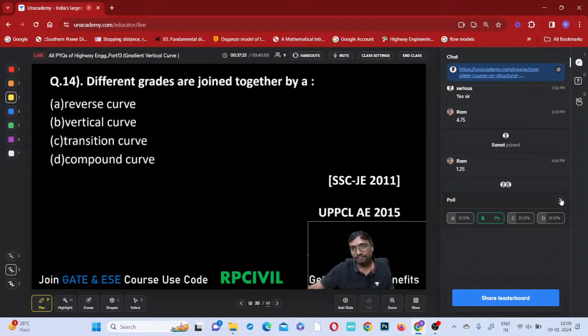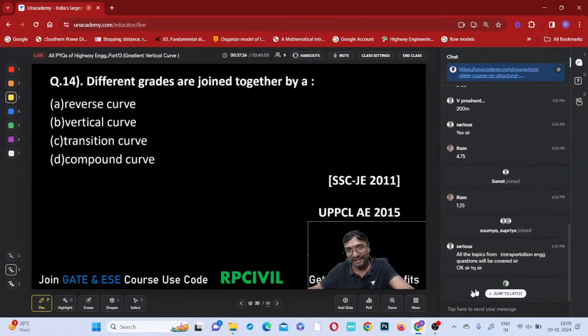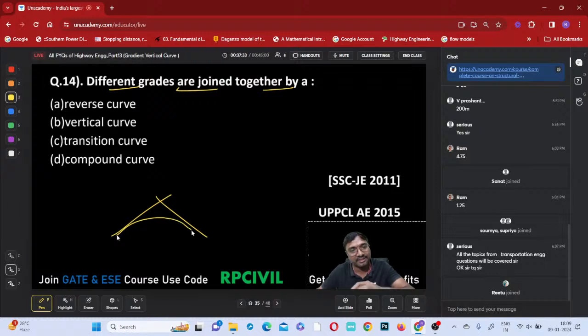Which one? Nobody answered correctly from special. Why? Different gradients are joined together by, right? So different gradients will be joined together to get which one? This kind of summit curve, or this valley curve? Which curves are these?